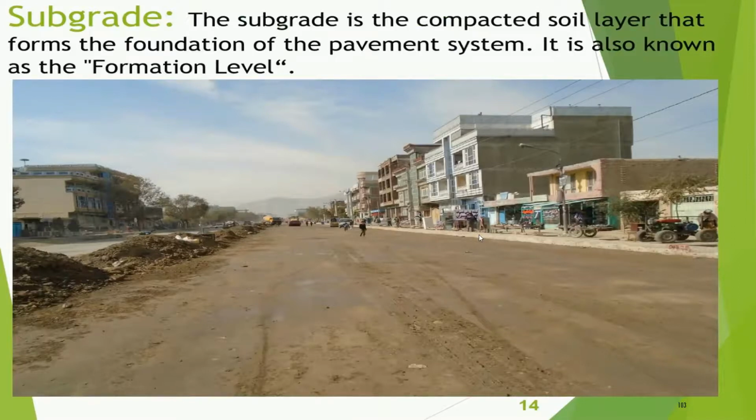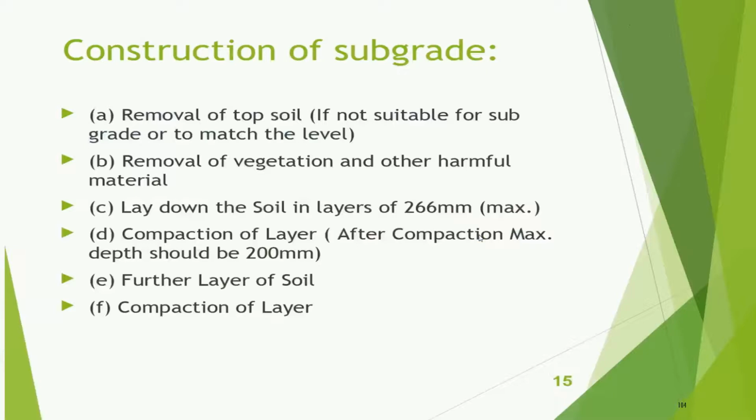Students, now we are going to discuss the subgrade. A subgrade is the compacted soil layer that forms the foundation of the pavement system. It is also called the formation level. Basically, before going to the construction of the flexible pavement, we have to construct the subgrade. If the subgrade is constructed with proper material, we can reduce the failure of the flexible pavement structure. Then what are the various points which come under the construction of the subgrade?